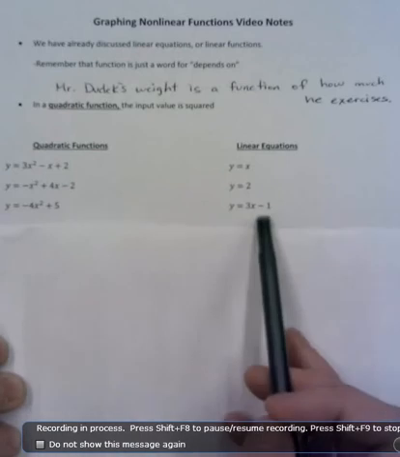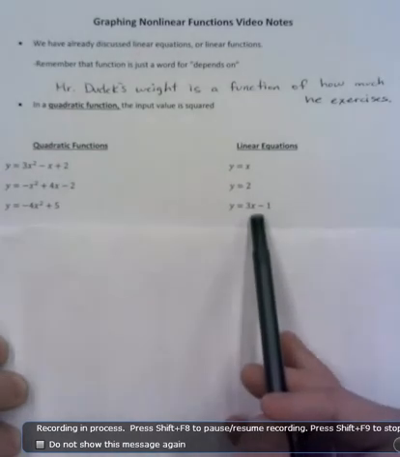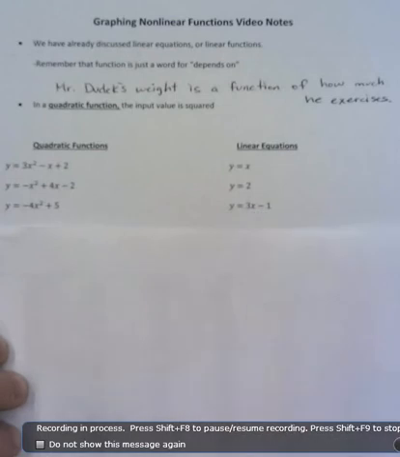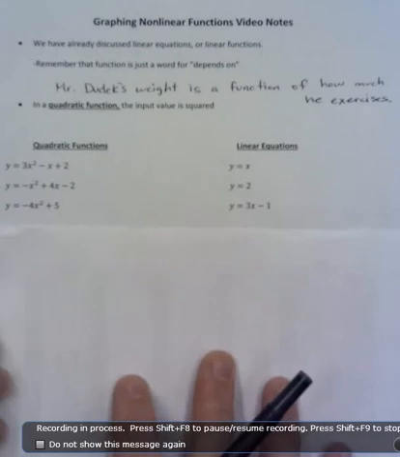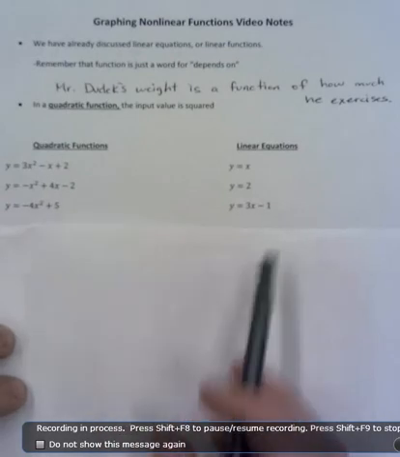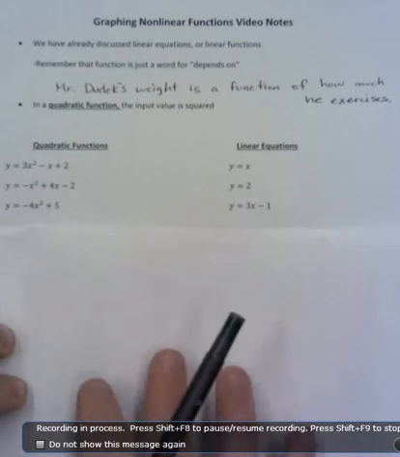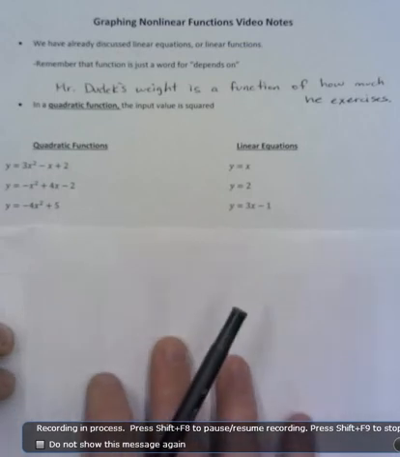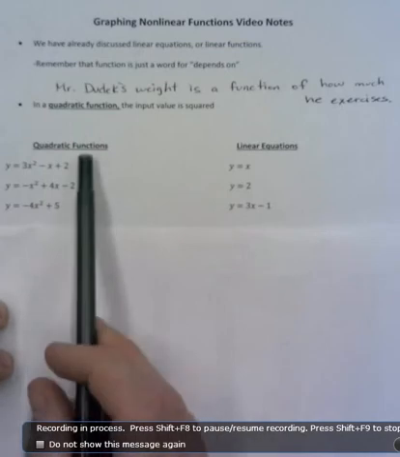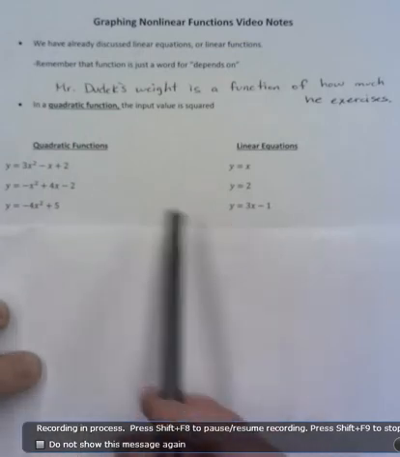If you remember, our linear equations over here, which we've worked with all year, those things never have a squared value. The x is only raised to the first power. Okay, so that's the difference. The quadratic functions are squared. The linear functions are to the first power. You might also run into what we call a cubic function. And if you can't guess, that's where our x value is cubed.